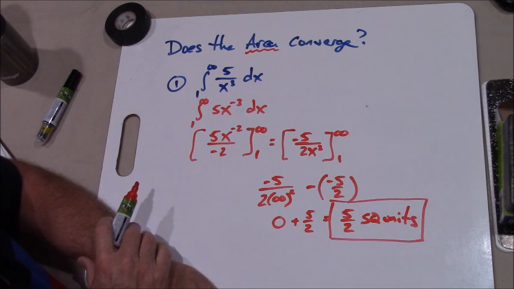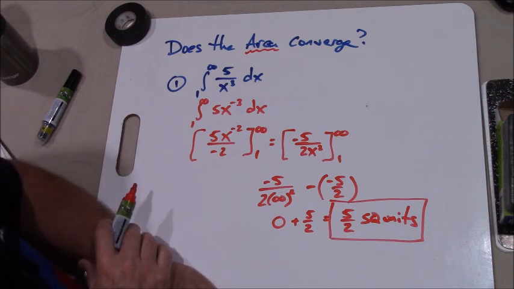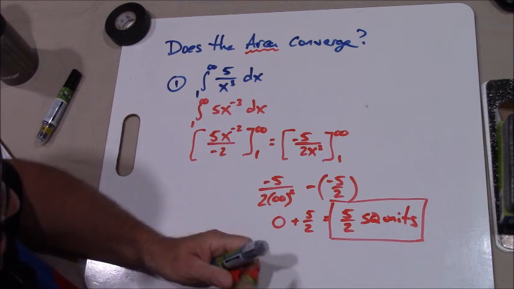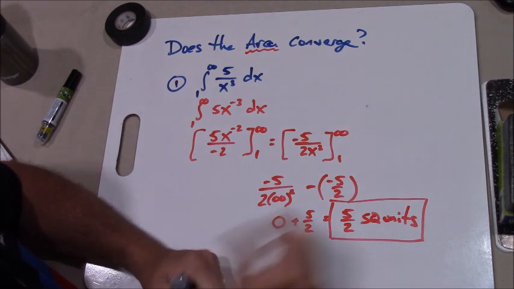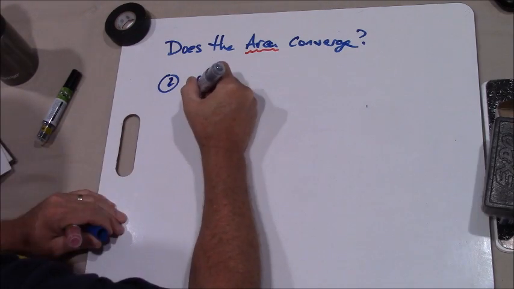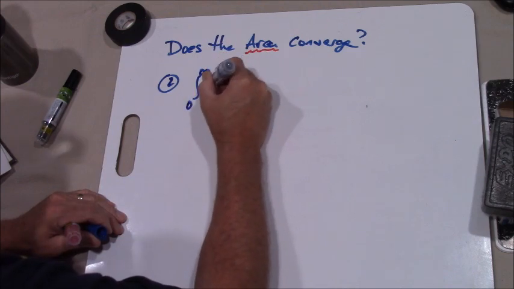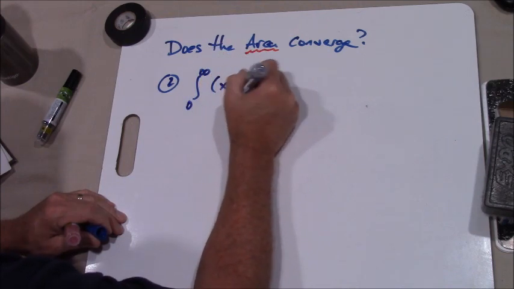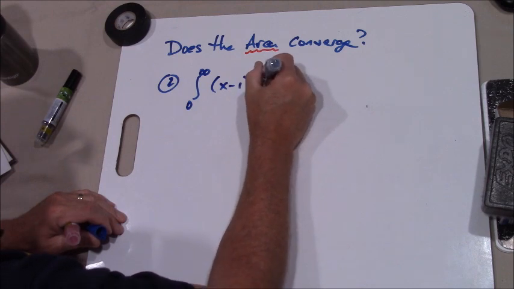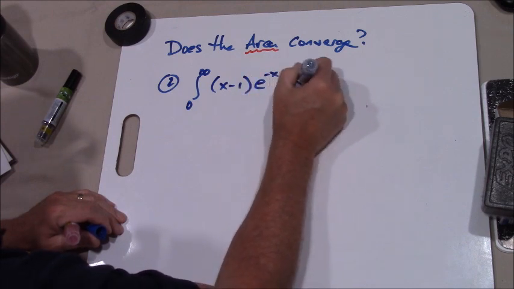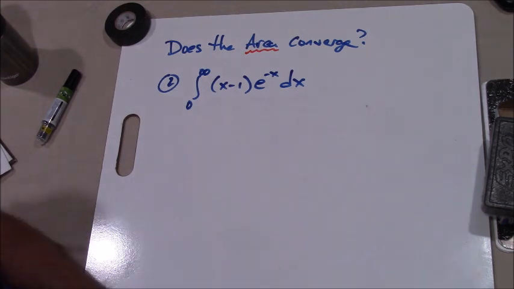That wasn't too bad. Kind of painless. Compared to what we did yesterday, that really wasn't bad. Let me give you guys one to try. So we've got the integral from 0 to infinity of x minus 1 times e to the negative x dx. You guys go ahead and give it a shot.